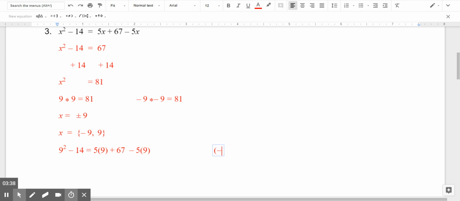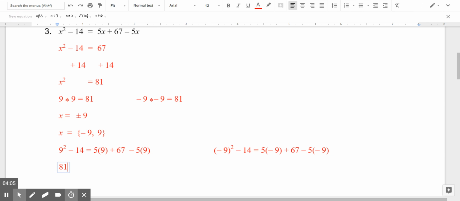So x squared becomes negative 9 squared minus 14. And then the right-hand side, this is where the 9s are negative. I apologize for any confusion before. So this will be 5 times negative 9 plus 67 minus 5 times negative 9. Okay. I did these next to each other on purpose. Let's look at what happens when we try to simplify them.